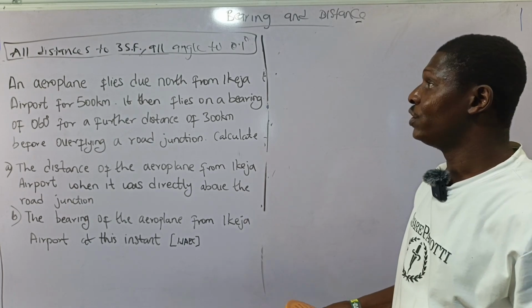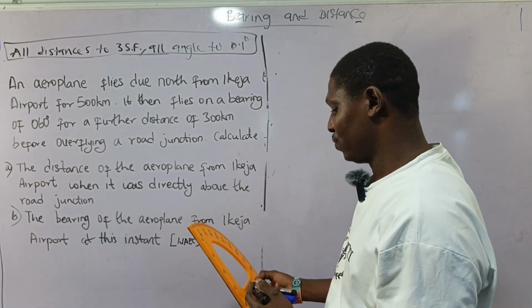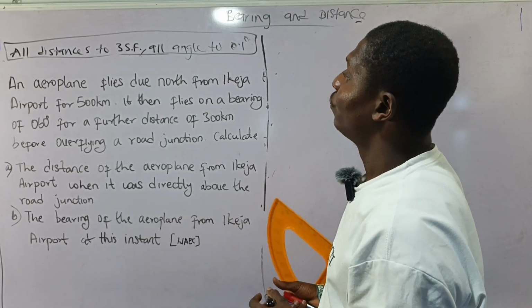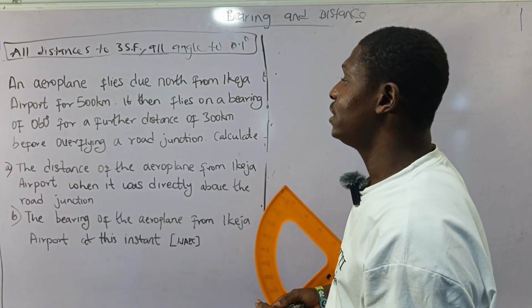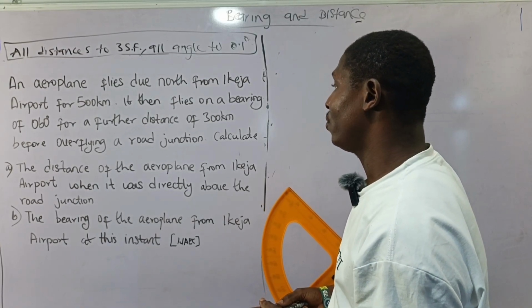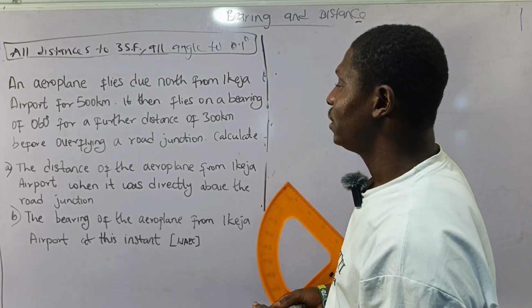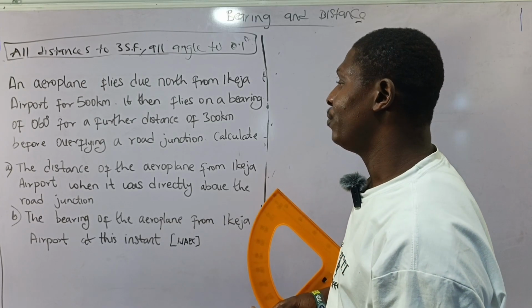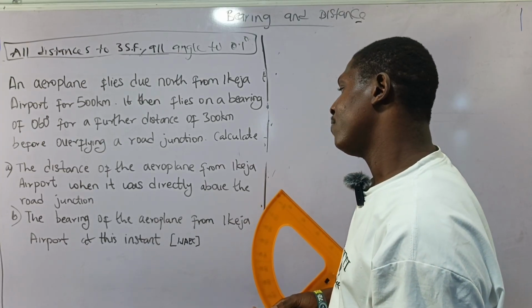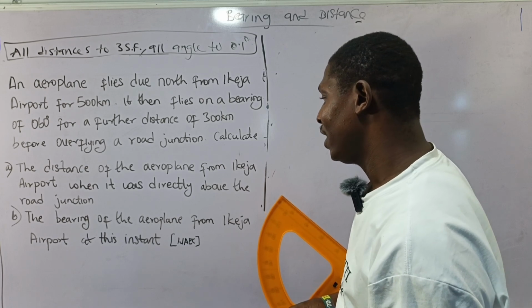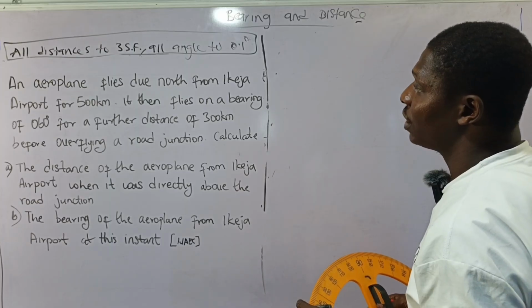We have a question on the board. It says, an aeroplane flies due north from Ikeja Airport for 500 kilometers. It then flies on a bearing of 60 degrees for a further distance of 300 kilometers before overflying a road junction. Calculate the distance of the aeroplane from Ikeja Airport when it was directly above the road junction. And secondly, calculate the bearing of the aeroplane from Ikeja Airport at this instance. Is a word question. So how do we do that?